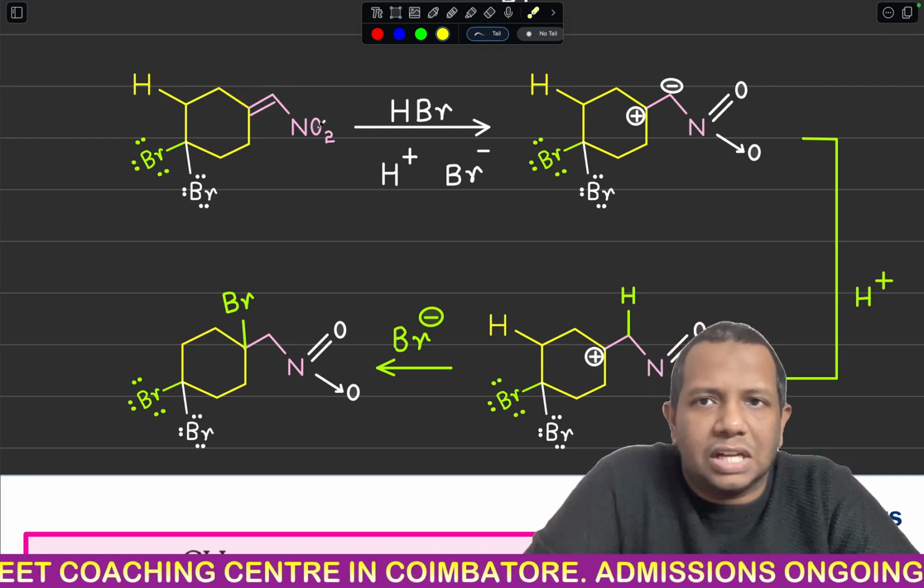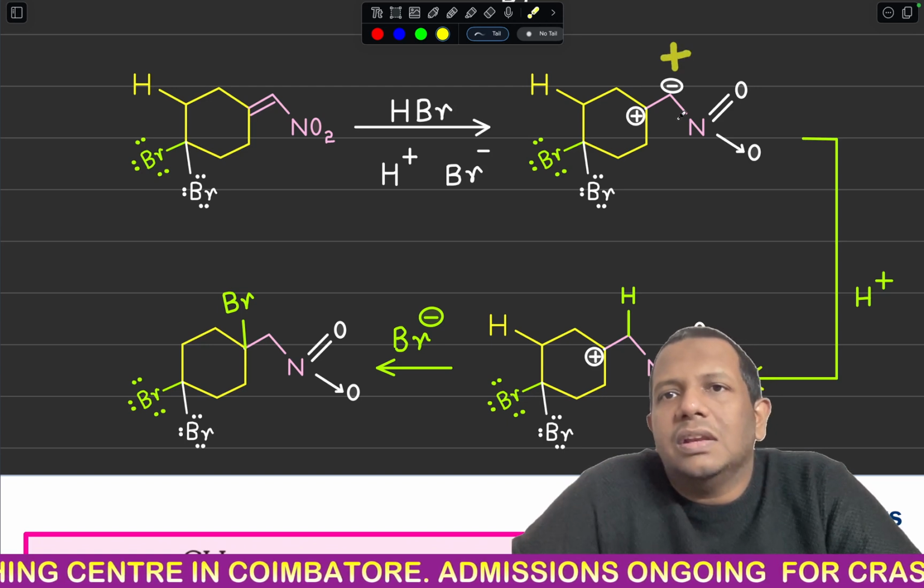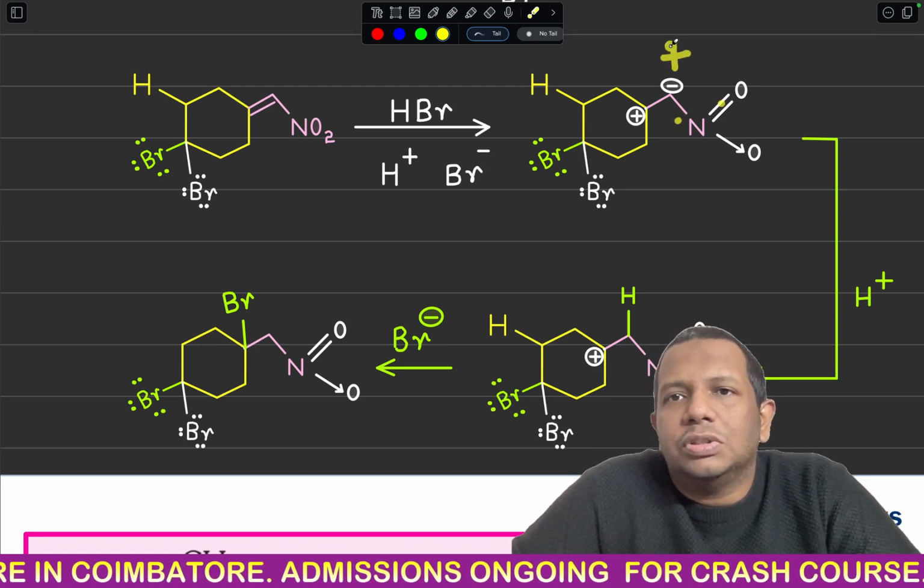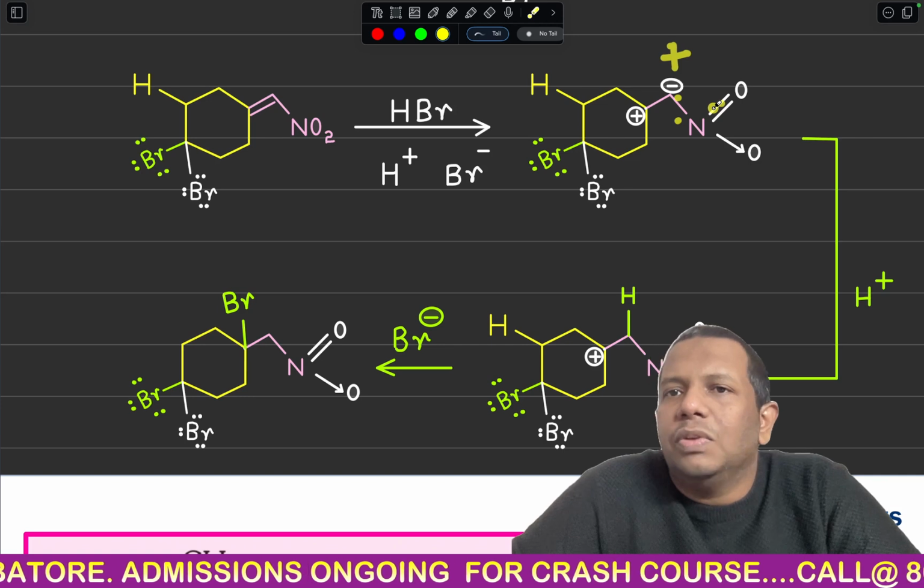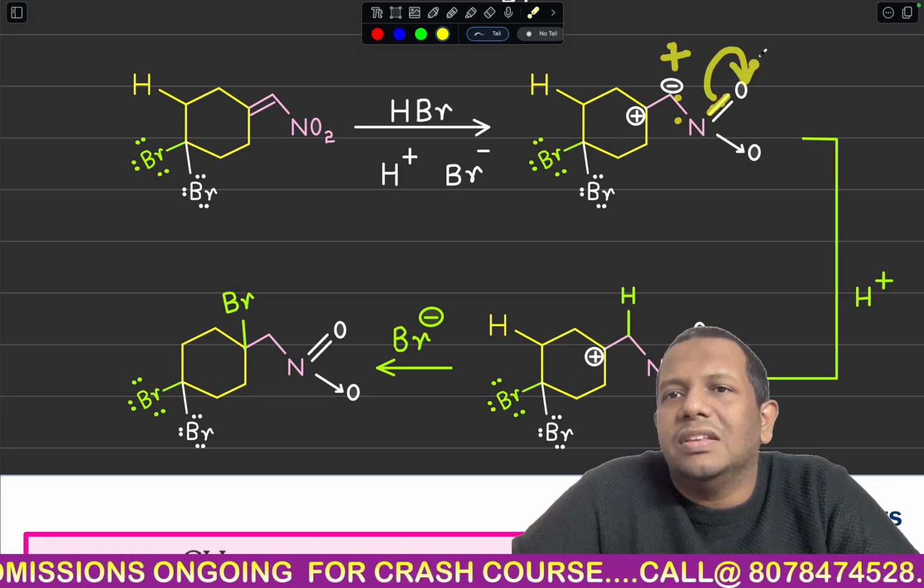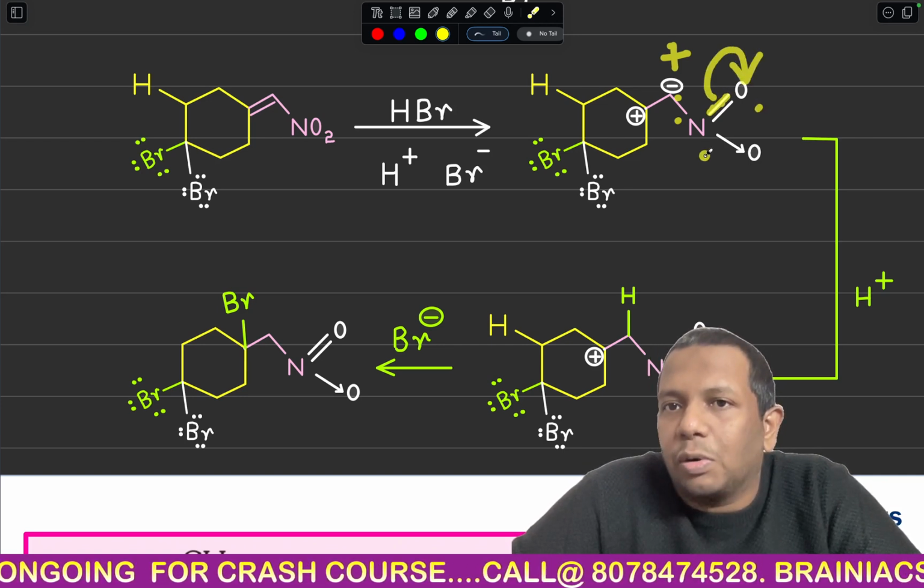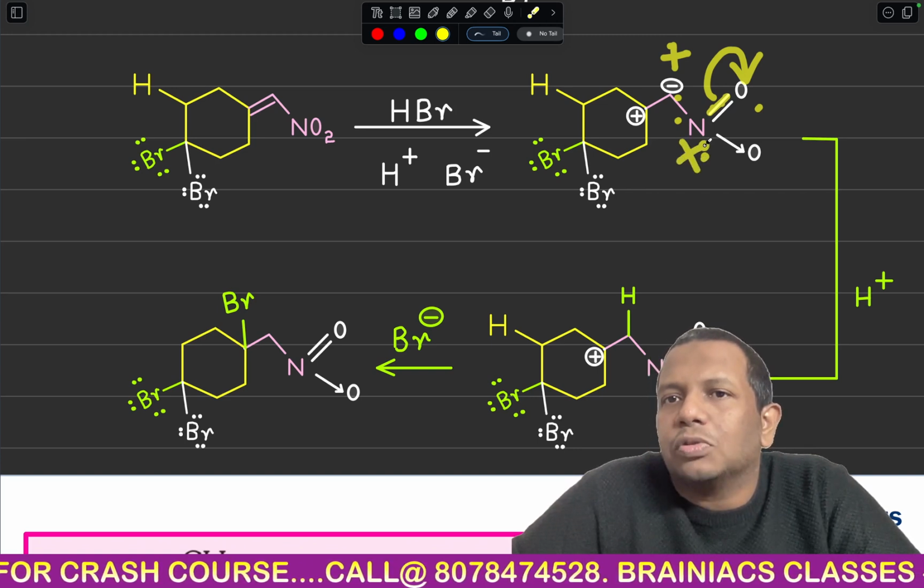Think like that. Positive charge is here, positive charge is coming. Now what will happen? Positive charge, single bond and double bond. So we know that here the double bond will only polarize in this direction. Why? Because oxygen is more electronegative than nitrogen. So automatically positive charge will come here.